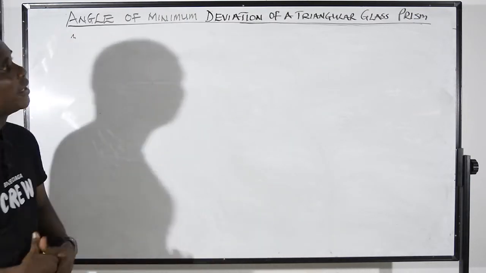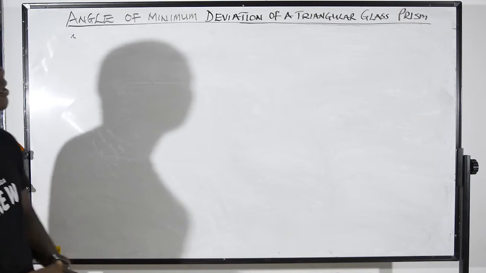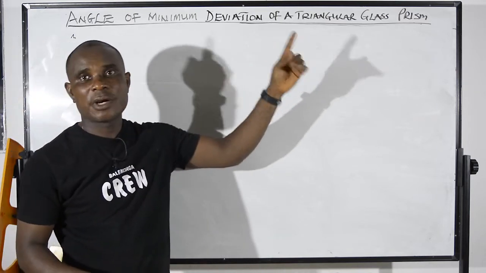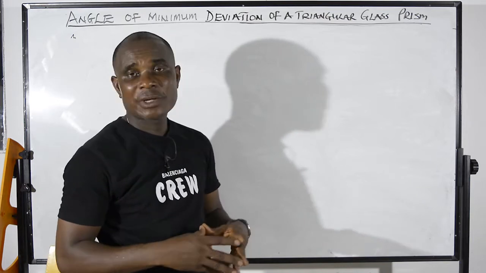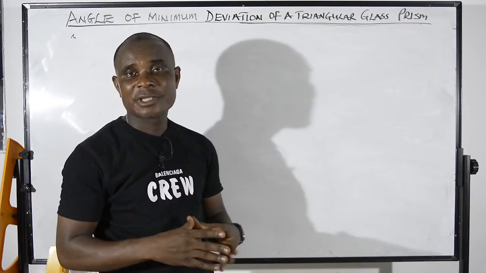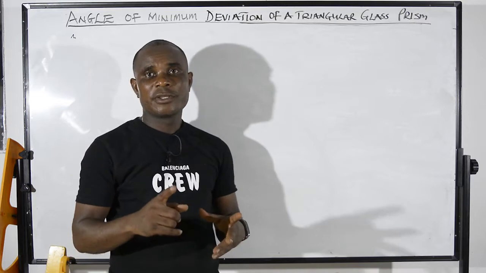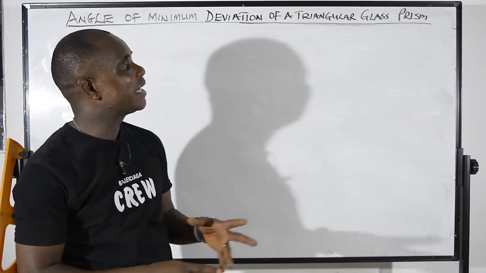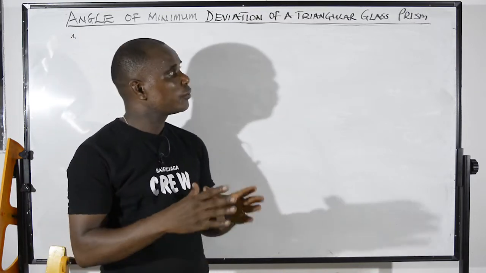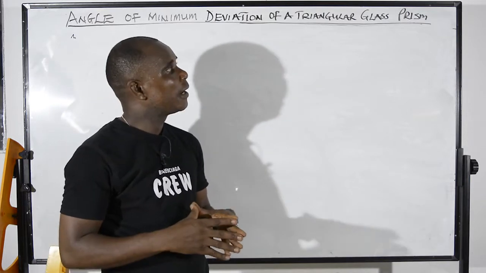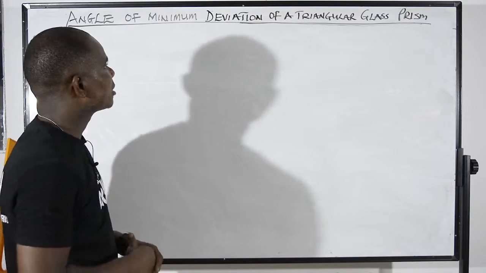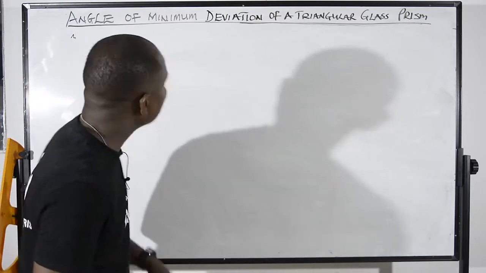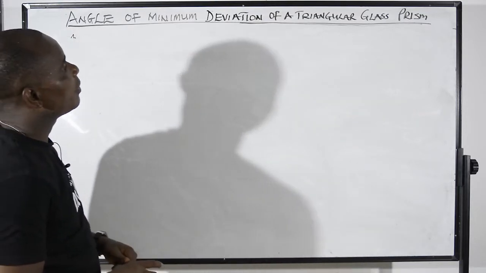Now we have the angle of minimum deviation and triangular glass prism. Our previous video was on the rectangular glass slab or glass prism, and we were able to identify the refractive index, and also measure the lateral shift of the lines as we were doing that experiment. So now today we want to look at the angle of minimum deviation of a glass prism.